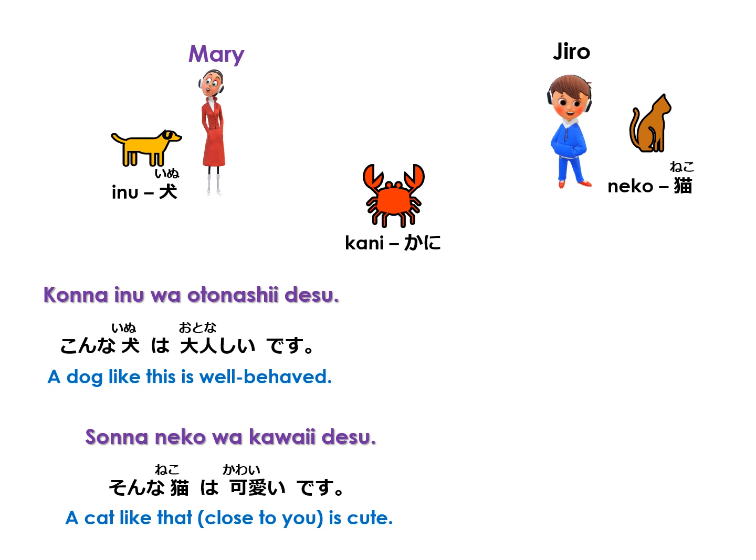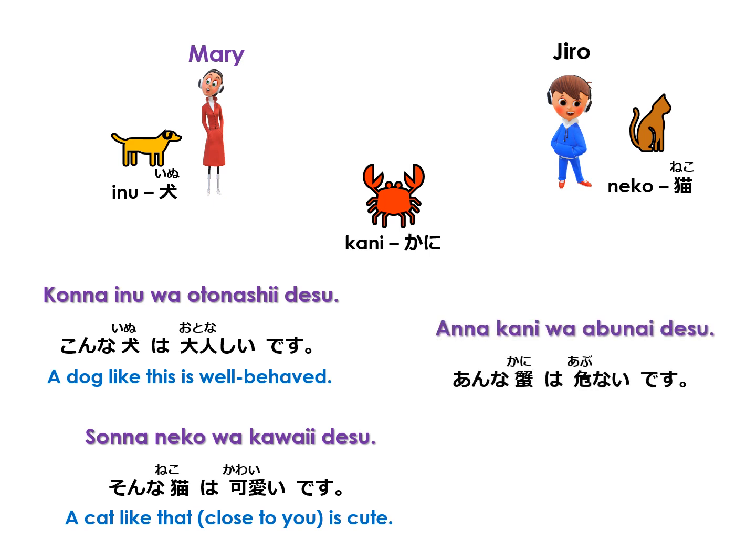Mary sees the crab and says, Anna kani wa abunai desu. Anna kani means a crab like that, far from both of us. Abunai means dangerous. So the sentence means a crab like that over there is dangerous.